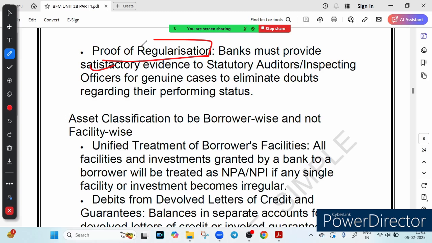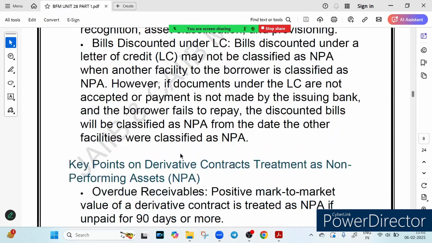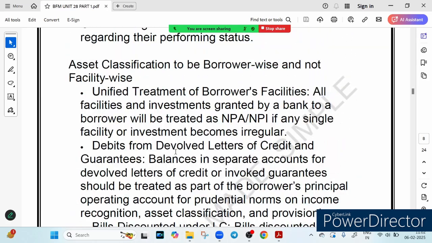So friends, ever wondered how the bank keeps track of loans when a borrower has multiple facilities or accounts? That is what we are going to discuss. Suppose a borrower has multiple facilities, multiple accounts. How does the bank keep track of them? And what about those derivative contracts? You have heard about derivative contracts. Can they become non-performing too? So let's dive into the world of borrower-wide asset classification and derivative treatment. It is simpler than you think. So stick with me, because we are breaking it all down.